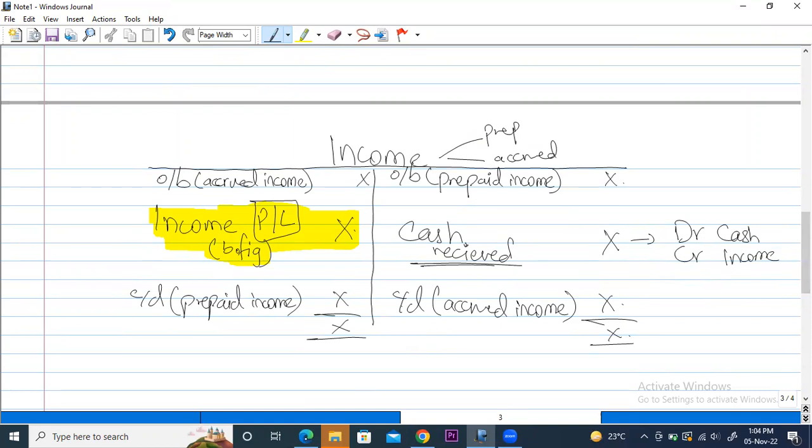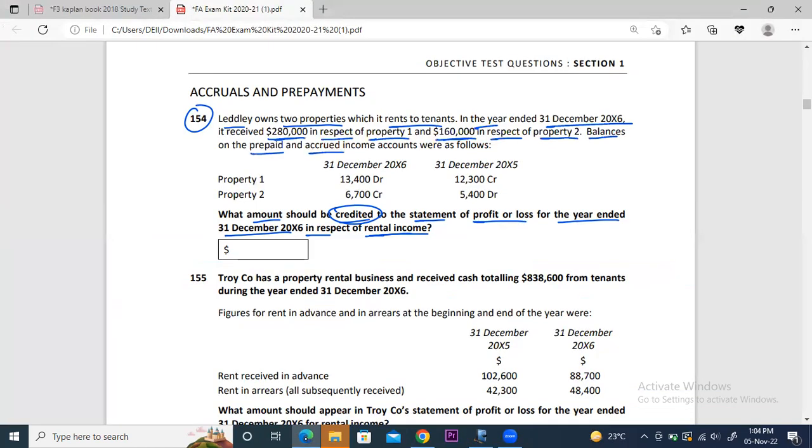Now, balances on the prepaid and accrued income account are as follows. Just because there is a debit credit written over here, it makes it easy for us. It's not written like an opening accrued expense or an opening accrued income. Just debit credit, we'll have to do it like that. One thing to note over here is that these are two dates. This is 31st December 16 and this is 31st December 2015.